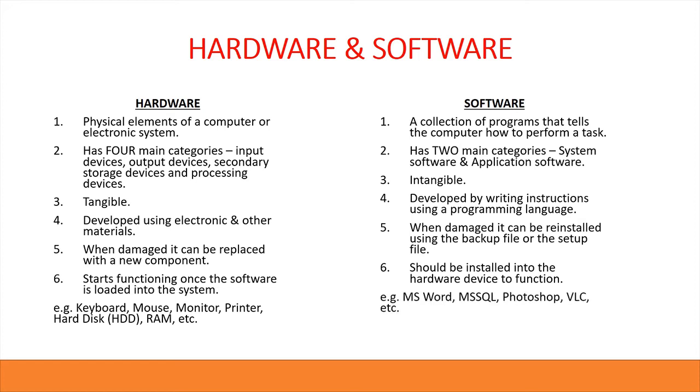Mutually exclusive. Remember that these two are mutually exclusive. Hardware cannot work without your software, and software cannot work without your hardware. Examples: Microsoft Word, SQL, Photoshop, VLC, your Windows 10, your Android, Oreo. All these are examples of your software device. Okay, let's move on to the next slide, where we look at the difference between program and process.